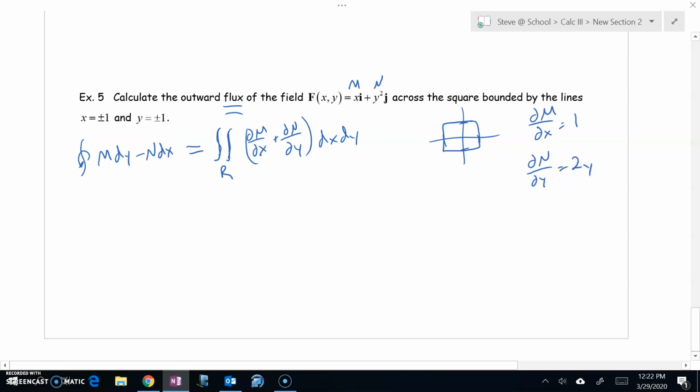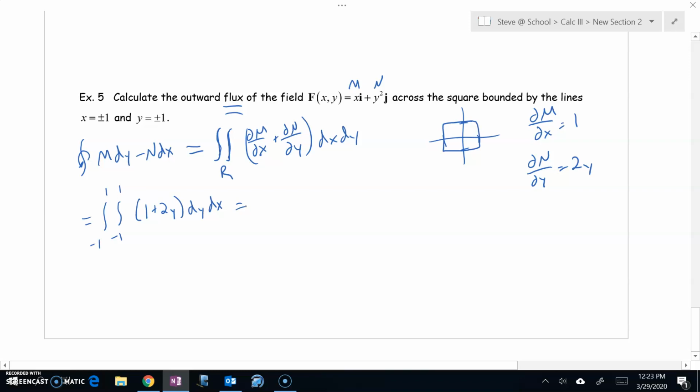So my integral becomes the integral from -1 to 1 for both of them, of the sum of these two pieces. And then that's dy dx or dx dy. Doesn't matter since they're both the same. Alright, at this point we have it set up. This is the flux, the divergence integral that will give us the outward flux of the field across this square boundary. So let's keep solving.